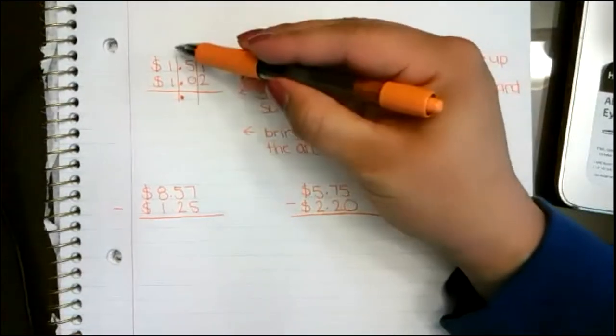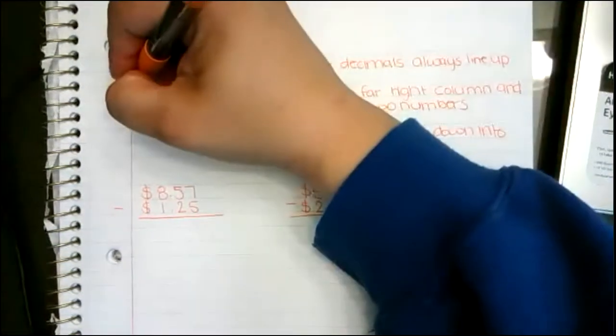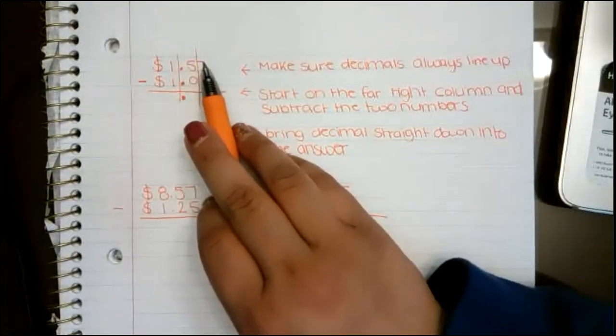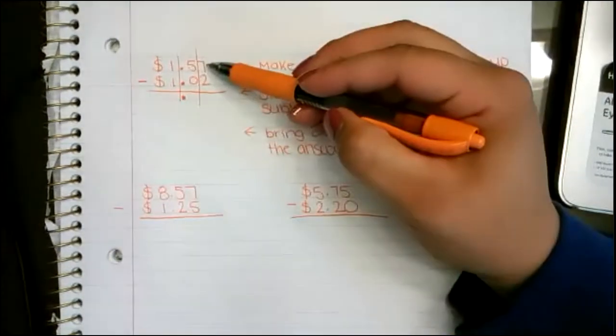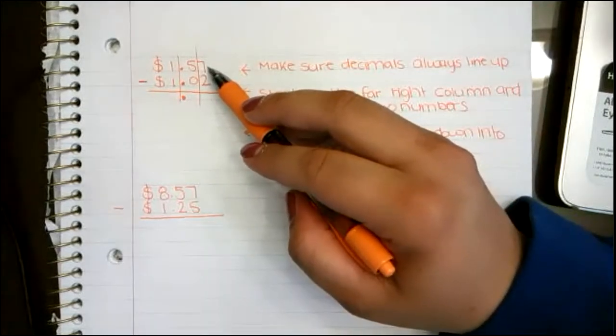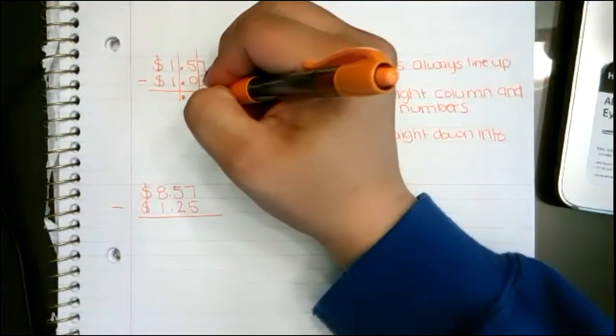I drew some lines to make it easier to know which numbers I need to subtract and also so I don't get confused if I need to regroup. So this is $1.57 subtracted by $1.02. So let's practice with our subtraction. We're going to start all the way on the right. 7 subtracted by 2, 6, 5.